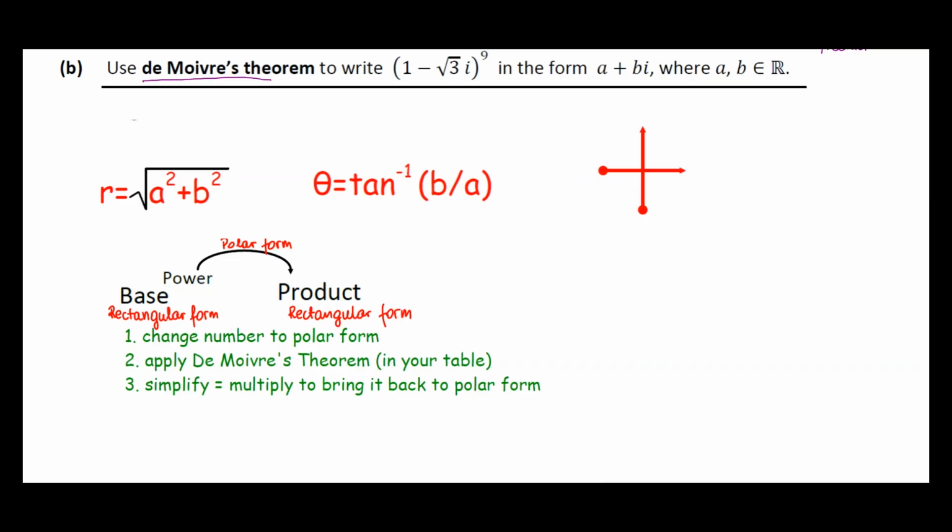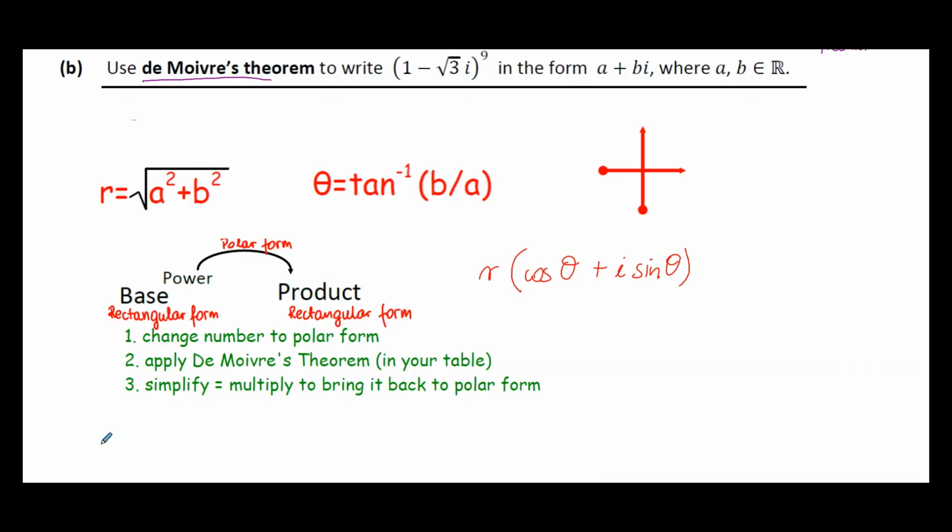Why? Because every complex number in polar form is r multiplied by cos theta plus i multiplied by sin theta. So I need to know the value of r and the value of theta. I'm always drawing the position as an additional step because I need to know where my complex number is. That's very important here. Okay, let's apply this knowledge to the given question.